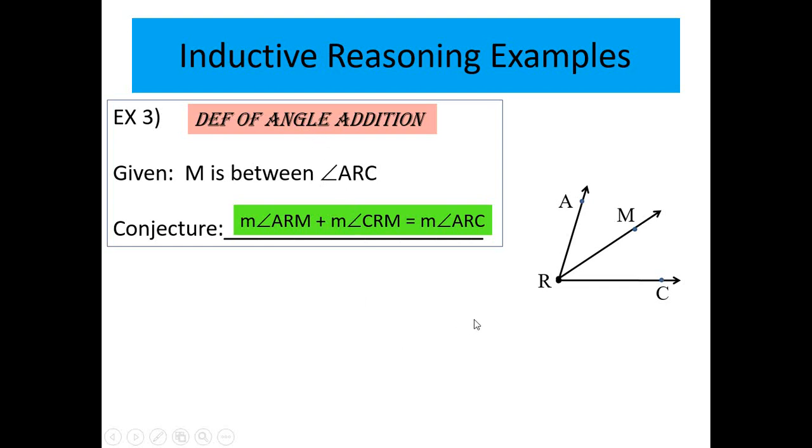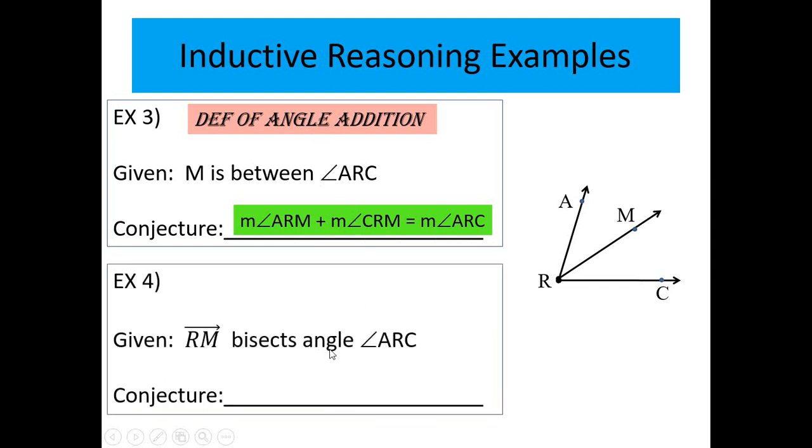Okay, now if RM bisects angle ARC, so it chops it in half, goes right down the middle, then what's true about these two angles now? Do they just add to be the big angle? No, no, no. It's more specific. They're congruent. They're equal to each other. So we say that angle ARM is congruent to angle MRC by what?